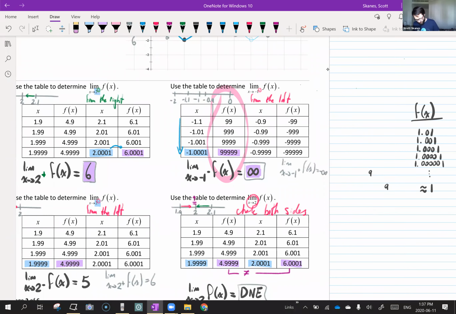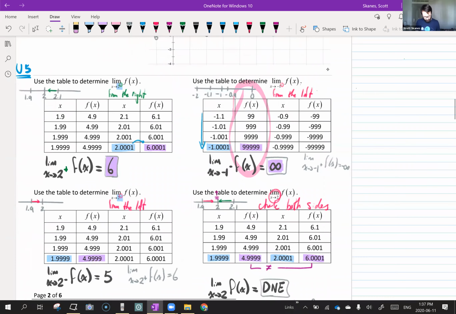Let me erase some of this extra stuff. Someone just came in. Who is it? I think someone just popped them back in. All right.